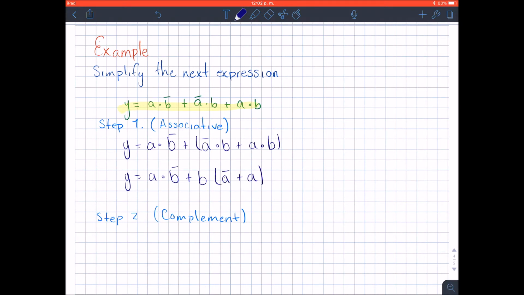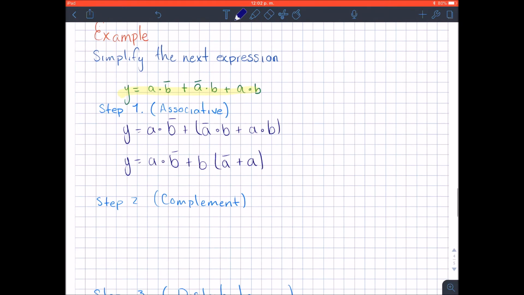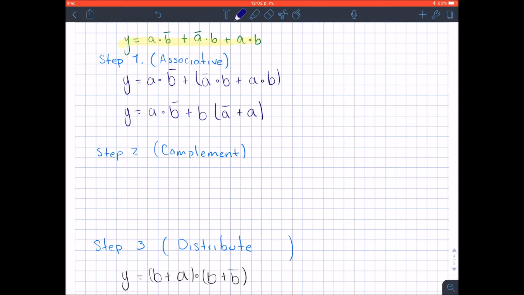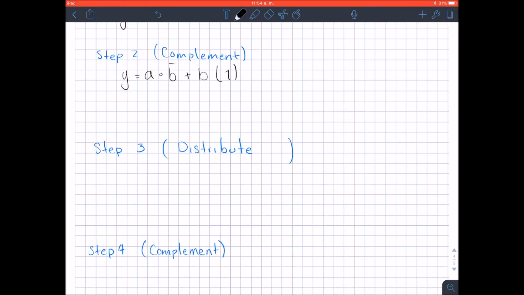Something very important over here is that we have an addition of an element and its complement, so that's equal to 1. So the second step is to use the complement postulate that we just saw, and the equation is going to be like this. As I told you, the last addition is equal to 1. Now we can see that the b is times 1, so we can rewrite it like this.